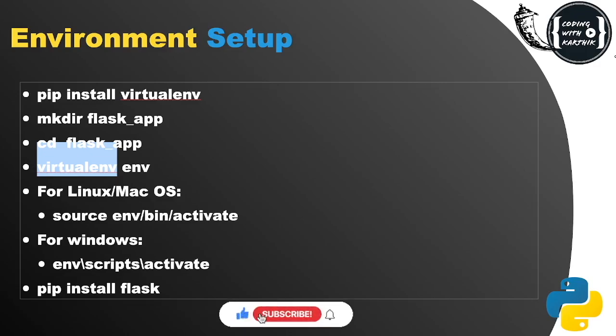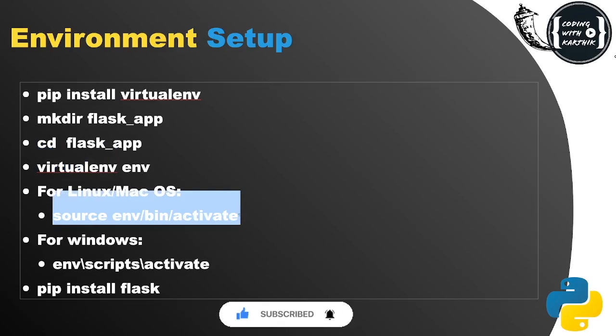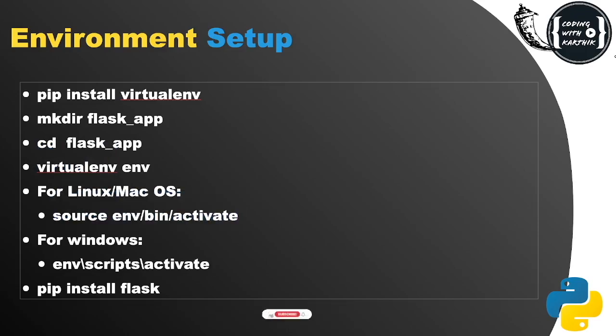You have to activate this env before you install any package, and to run the application you have to activate this env. Okay, so to deactivate, you just run the deactivate command. For Linux or Mac you have to use source and activate. For Windows you can directly run the activate script under Scripts. Finally, we'll install Flask and run the application.